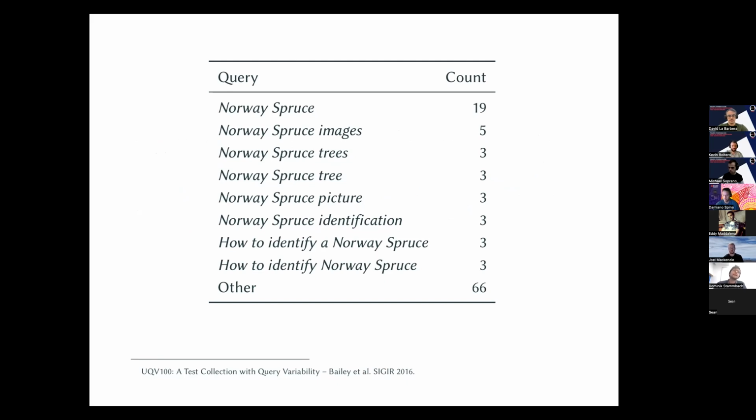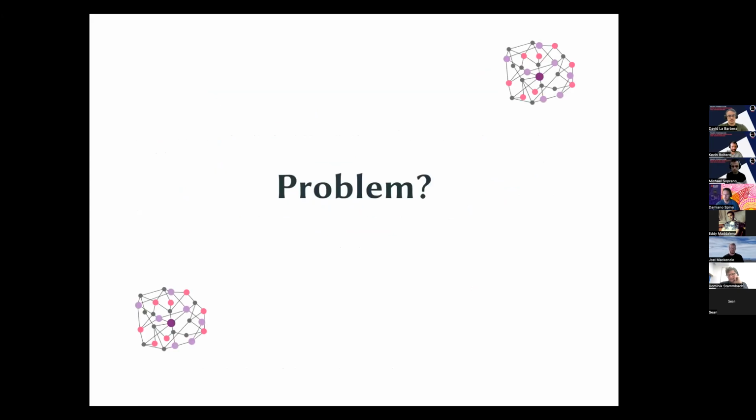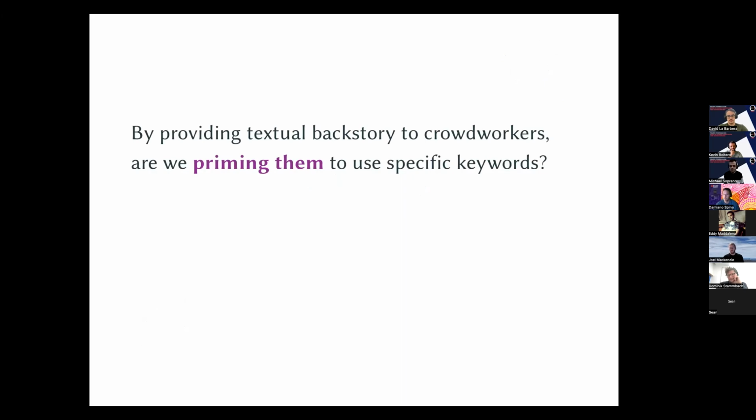Now, it's quite interesting. You get a lot of variants coming back. Perhaps you would expect that Norway spruce is the most common one, but you do see variations: images, trees, tree, picture identification, even verbose ones like how to identify a Norway spruce. There's actually a whole bunch of other ones that aren't shown here as well. So a huge amount of variability, even for this one quite simple topic. So is there a problem with this? Well, we thought possibly.